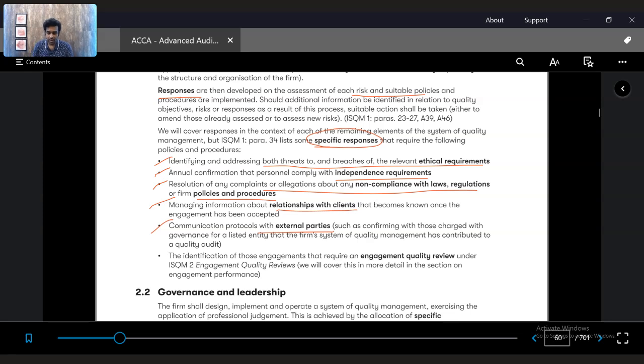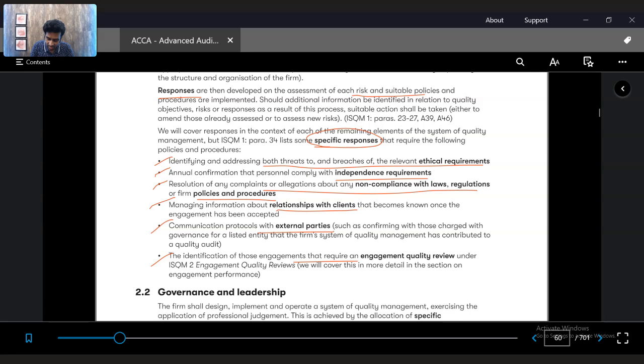Like, how do you communicate? How do the employees communicate? You need to communicate in a more professional manner to ensure that those charged with governance and the management are satisfied with the way you're communicating. So we need to ensure that communication is very key in this case. And when you're communicating with external parties, you communicate in such a way that they will have confidence in you as an auditor.